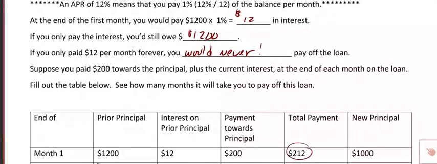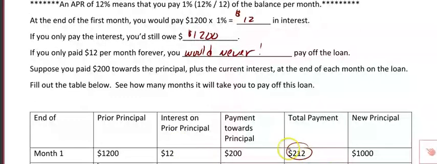Okay, so in this table, I have 6 columns. The first column is the month 1, month 2, month 3. The second column is the principal, the prior principal. Third column is the interest on that prior principal. Fourth column is the payment towards the principal. How much money in my payment is going towards the principal. This is how much money is going towards the interest.